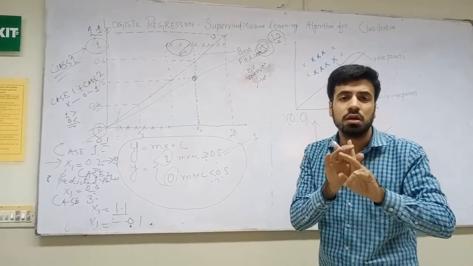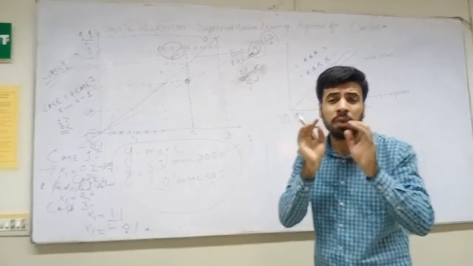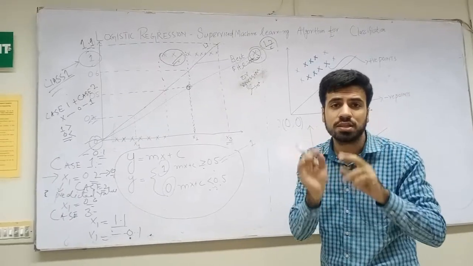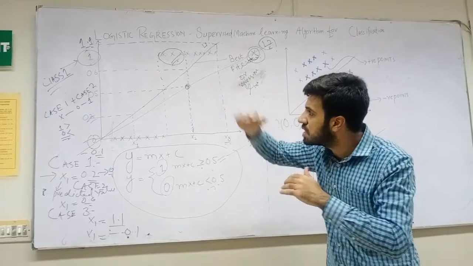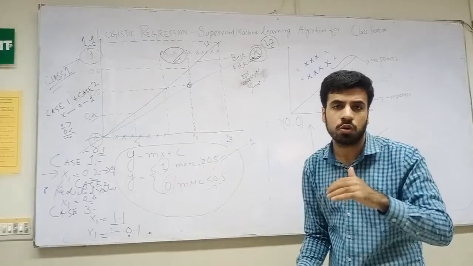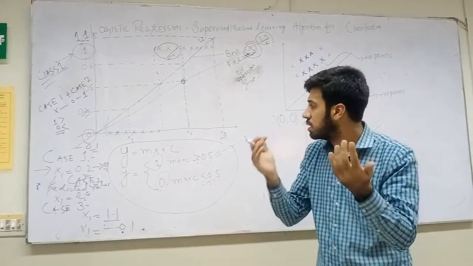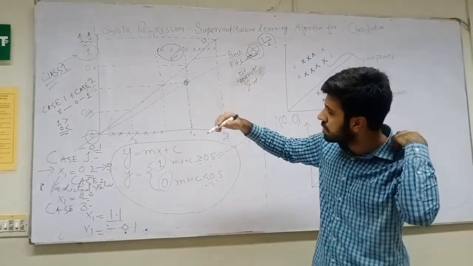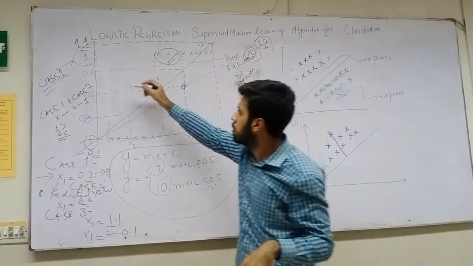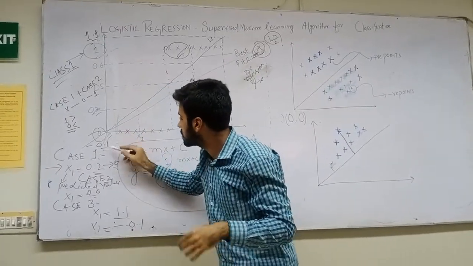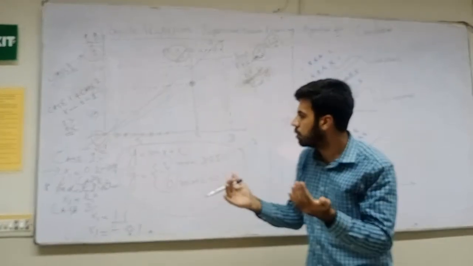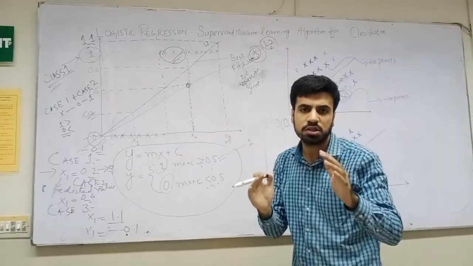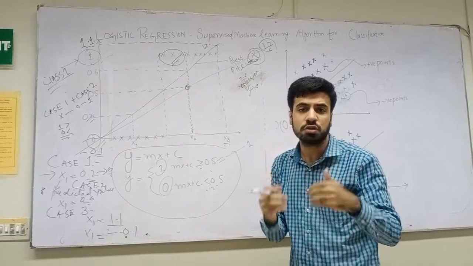One limitation: if an outlier appears, my best fit line will change. And second, if my predicted value exceeds 1 or goes below 0, my linear regression cannot handle that value. So these are the two limitations why I cannot use linear regression for classification purpose.